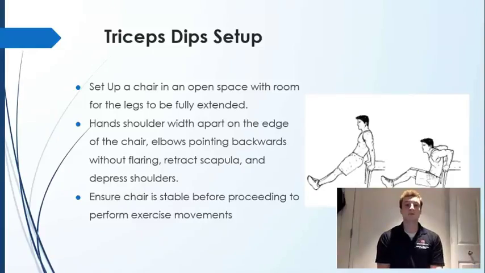The next exercise we will be talking about is the tricep dip. To begin, we will talk about the tricep dip setup. Set up a chair with ample enough space for the legs to be fully extended. Then place your hands on the edge of the chair with your elbows pointed backwards and without letting them flare. Then retract the scapula in the back and depress the shoulders. Ensure the chair is stable and that it doesn't move before beginning the exercise, as this can cause problems. This exercise can be done at home or in a gym, depending on the equipment.